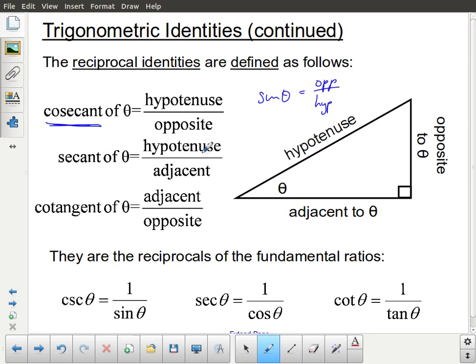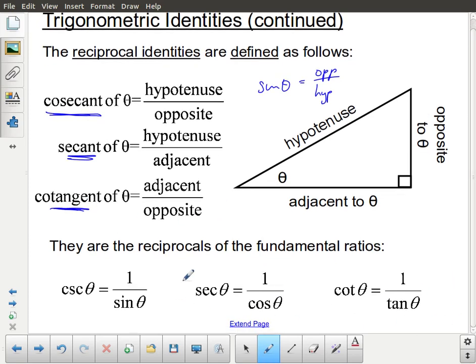If we do hypotenuse over adjacent, hopefully you recognize that that looks very similar to cosine, except it's the reciprocal. That's called the secant. And then adjacent over opposite is the reciprocal of opposite over adjacent. So this is a different trigonometric ratio. It's called cotangent, and it is the reciprocal of tangent.